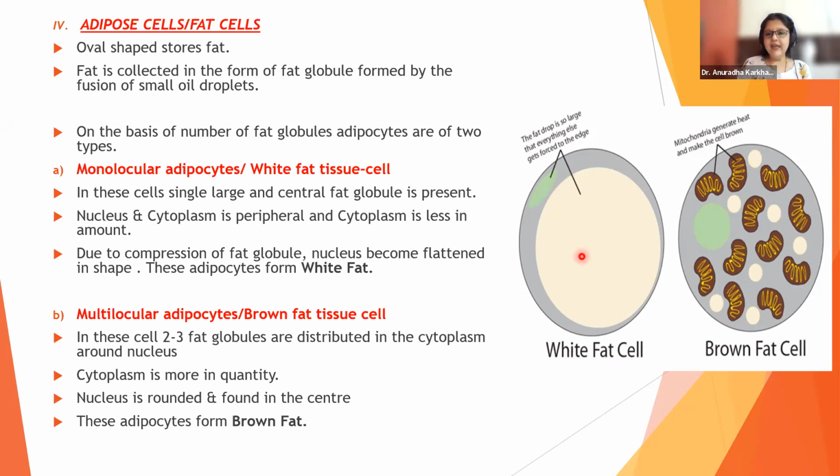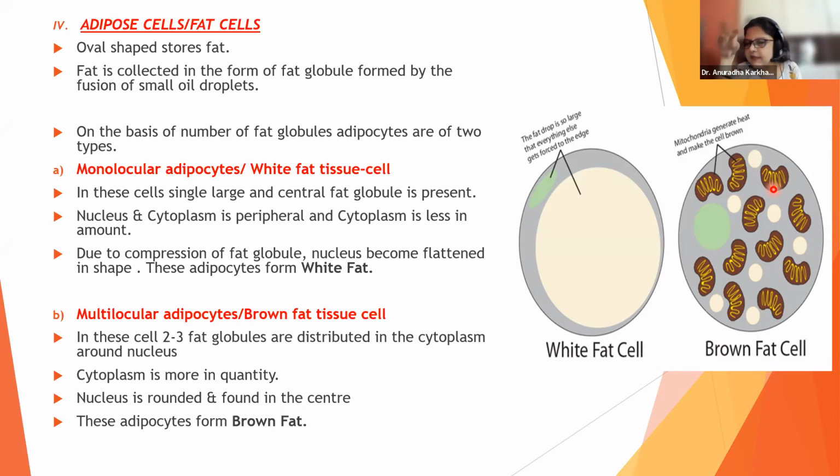The second is multilocular adipocytes. Here you can see these small droplets of oil form. Can you see this? This is not a single big brother. This is 1, 2, 3, 4, 5, 6, 7. Yes, 7 different small droplets of oil can be seen in this particular diagram, right? So they are called multilocular. So what happens in multilocular fats? In these cells, 2 to 3 fat globules are distributed in the cytoplasm around the nucleus. Cytoplasm is more in quantity. Nucleus is round and is found in the center. These adipocytes form the brown fat.